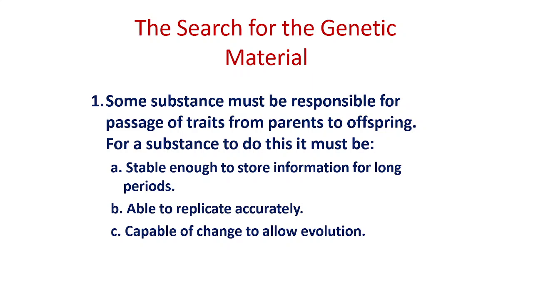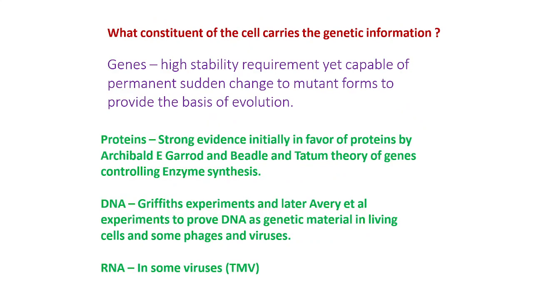There is an evolution going on every 5-10 years. Most of you know there is Generation Z, Generation Alpha. These are terminologies used nowadays. So there is an evolution that is happening constantly, right? So it should be stable enough to hold the information, replicate properly, as well as be able to accommodate evolution and pass on the trait. So, what constituent of the cell carries the genetic information?